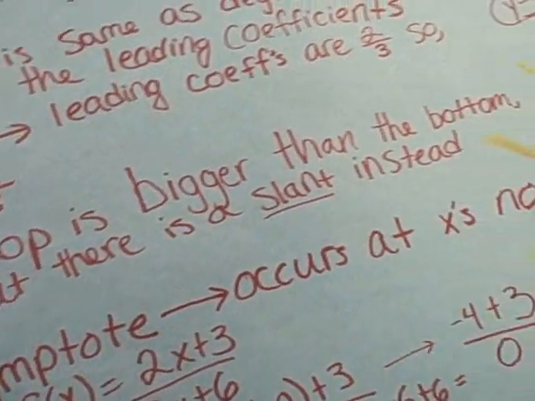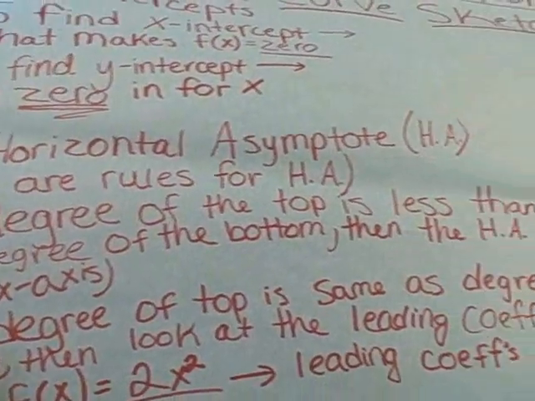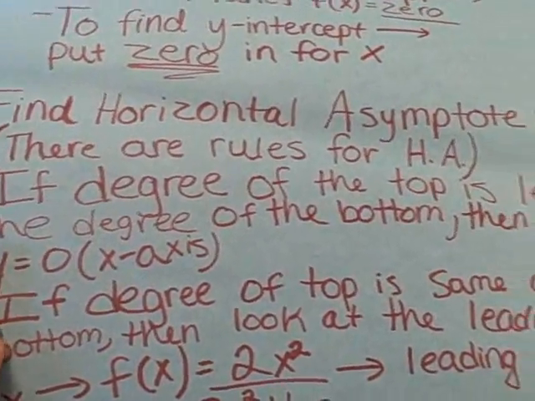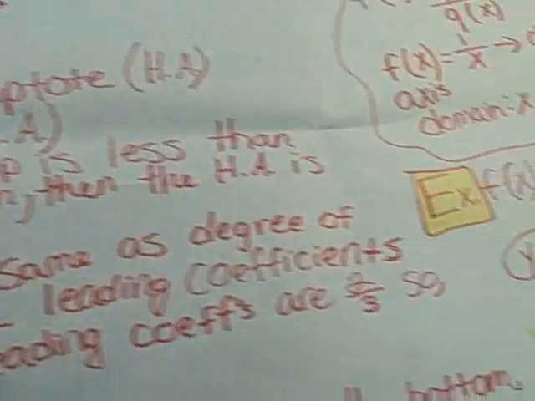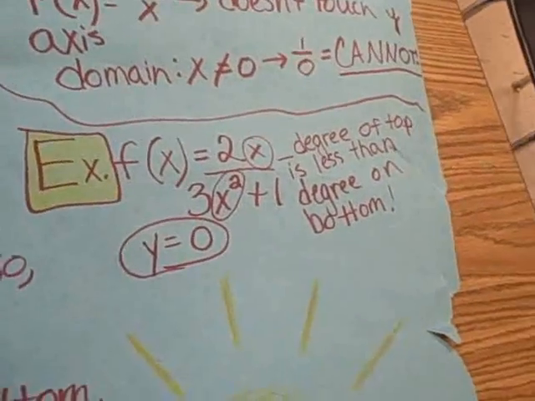And then for this rule right here, if the degree of the top is less than the degree of the bottom, then the horizontal asymptote is at y equals 0. We'll have an example of that too, and Fran's going to explain that one.